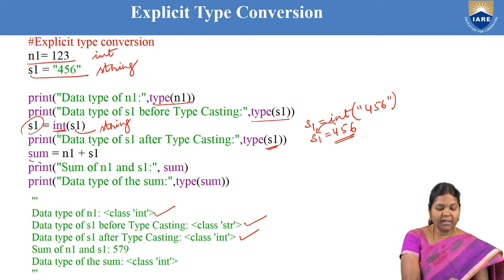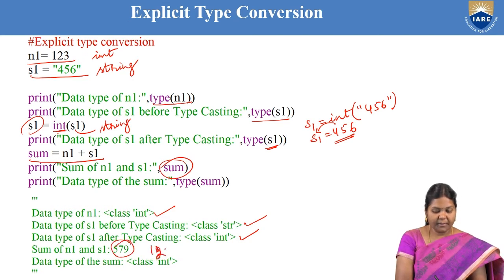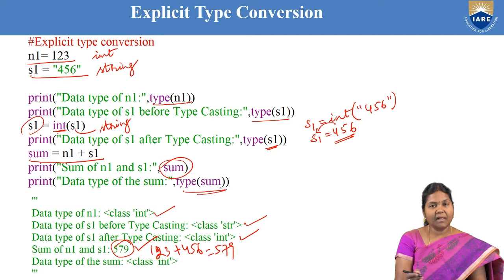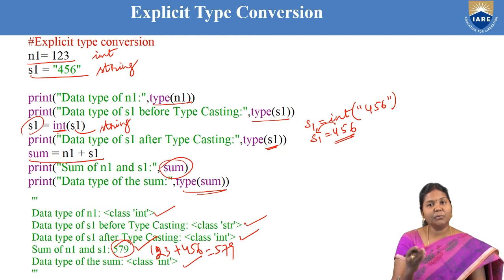Now you do the addition. sum is equal to N1 plus S1. The value of N1 plus S1 is 123 plus 456, which gives you 579. And you check the type of sum, because after adding two integers, the data type of the sum variable is also integer, so it belongs to class int. This way the built-in function int can be used to do explicit type conversion from string type to integer type.